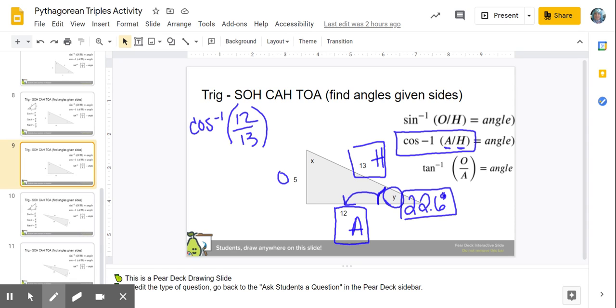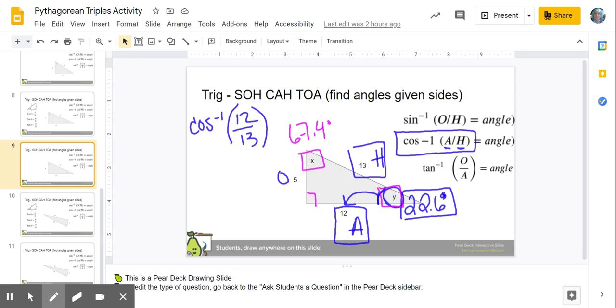So how do I find X? Subtract. From what? I got 67.42. Absolutely. Yep. Because we know that the right angle here is going to take 90 degrees, the X plus the Y is going to also equal 90 degrees. Every time.